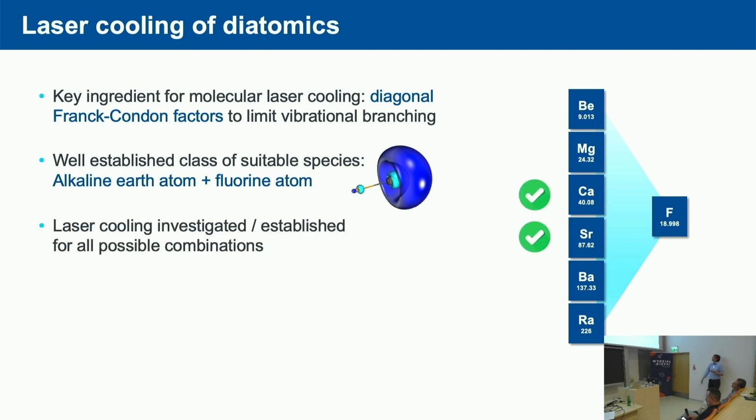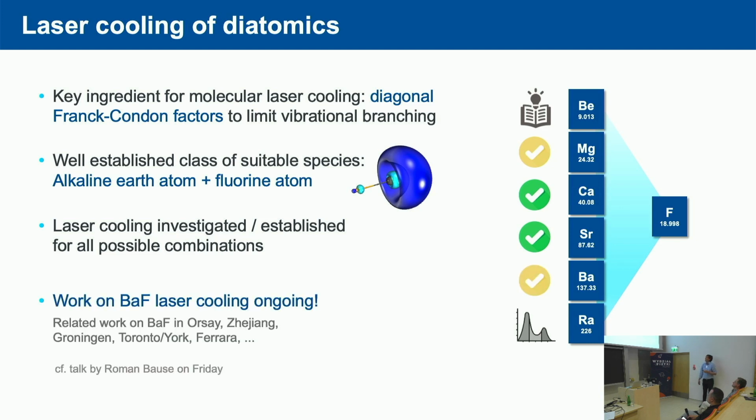I mean, we don't have to talk about calcium and strontium fluoride, which are of course very well established, but people are considering magnesium fluoride as well. Beryllium fluoride at least has been discussed in theory. Radium fluoride, as you know, there has been extensive spectroscopy these days. And now there's a lot of groups working on barium fluoride, and I want to advertise the talk on Friday by Roman Bause from Groningen also, who are also working on this.